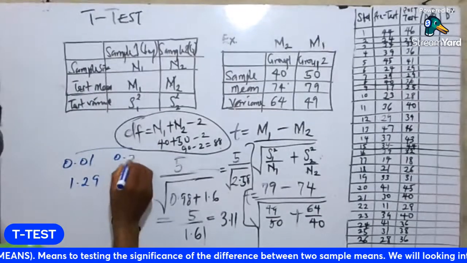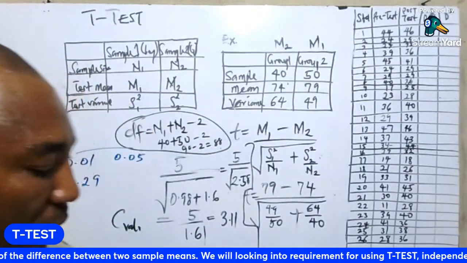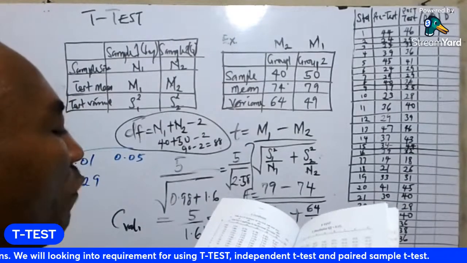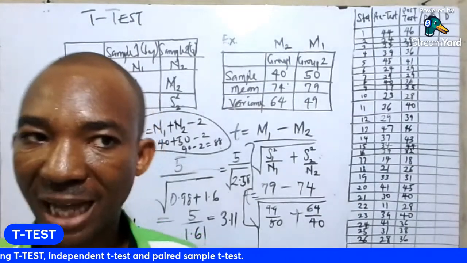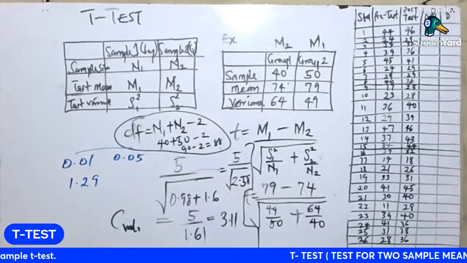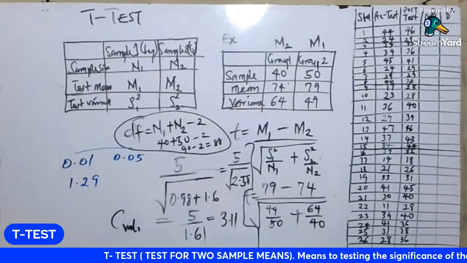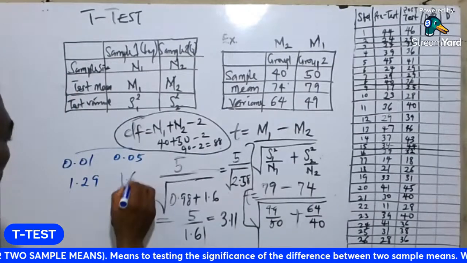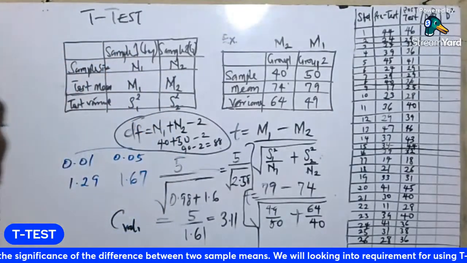Then 0.05. You do the same thing. You remember they were talking about the alpha level of significance for direction under the T distribution table. There is a one tail, there is a two tail. So you know how to check that. I've explained that in the chi-square video. So when you check under 0.05, you will get 1.67. Now, I've got my critical value, which is the table value.